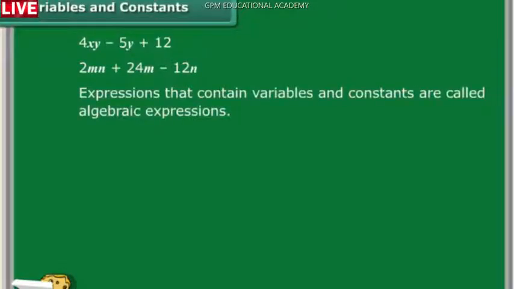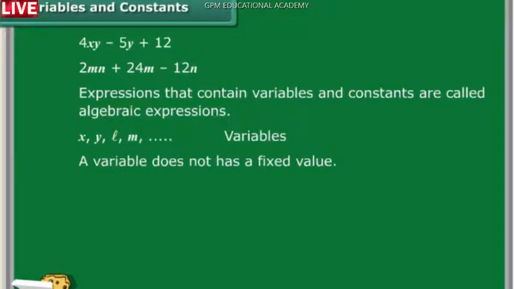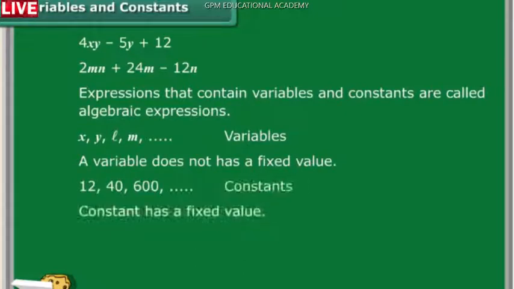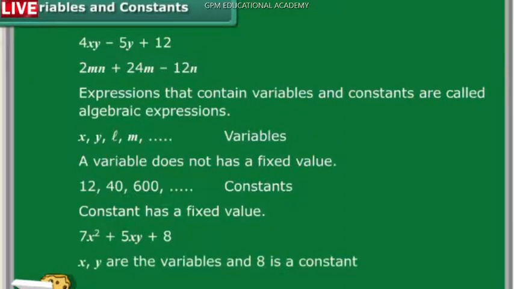Expressions that contain variables and constants are called algebraic expressions. The letters such as x, y, l, m and so on are used to denote variables. So a variable can take various values and its value is not fixed. On the other hand, a value that does not change is a constant. So in an expression 7x squared plus 5xy plus 8, x and y are the variables and 8 is a constant.